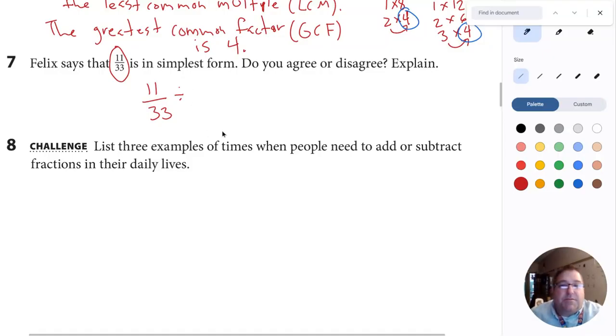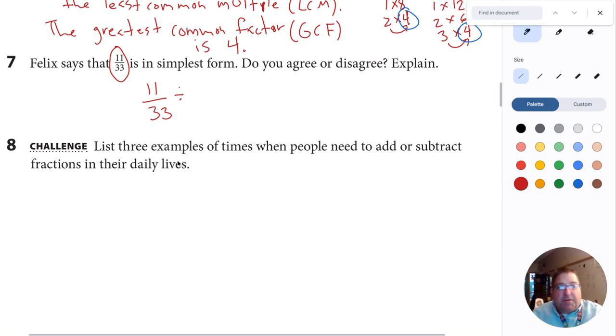And then number 8 lists 3 examples when people need to add or subtract fractions in their daily lives. Great. In class, man, they were coming up with all kinds of great ideas, right? Go to is money, right? We're at the cash register. We got to get some money out. $1.50, you know. They said fill up their gas tanks. So you guys think anywhere in your real life that you're going to see some fractions, just think about it.